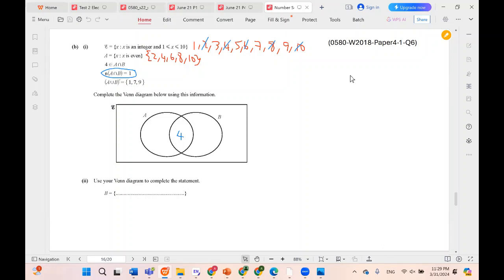Finally, we are told that (A ∪ B)' is {1, 7, 9}. So these elements exist outside of A ∪ B. So A ∪ B is basically everything inside the two blue circles. And then everything outside is the complement. So 1, 7, and 9 must be written outside like this. And then we can cross these out as well.